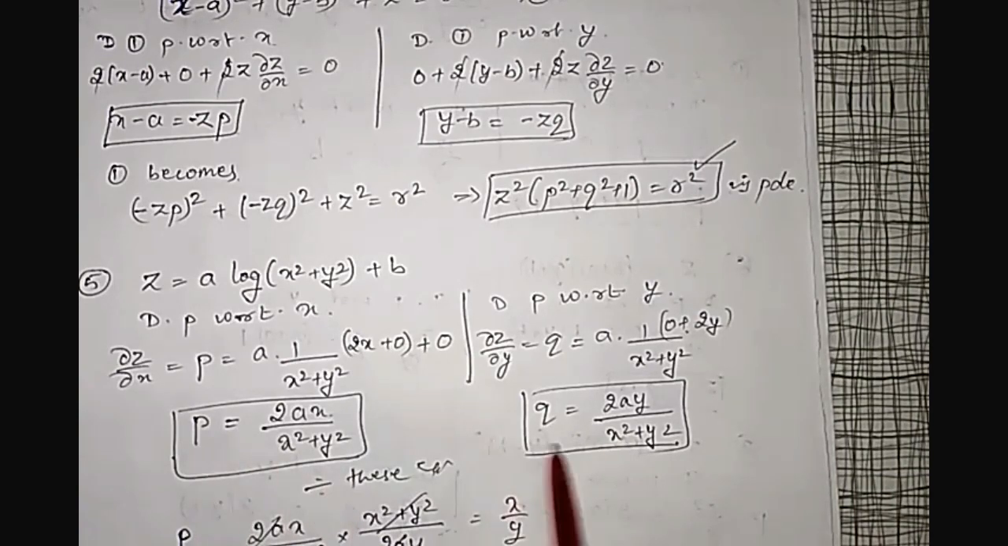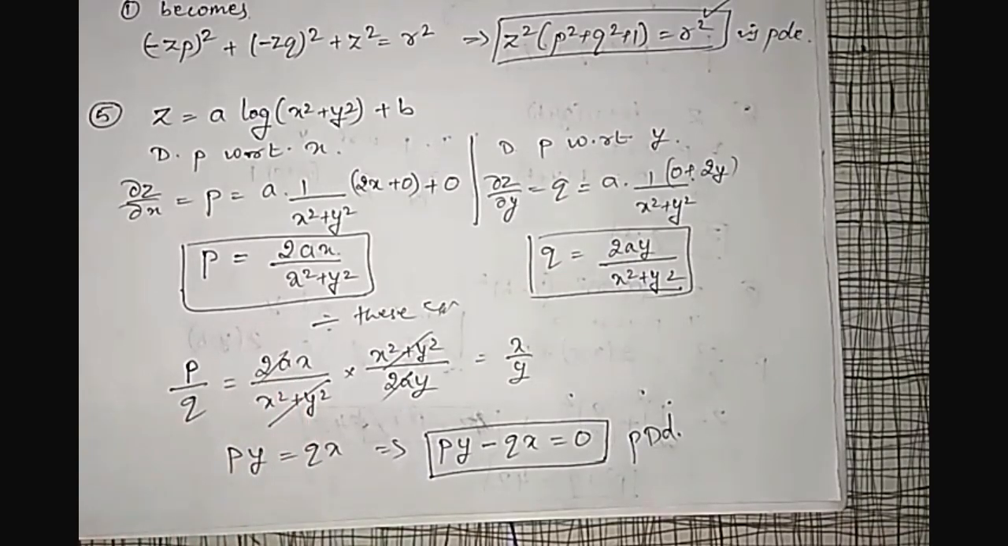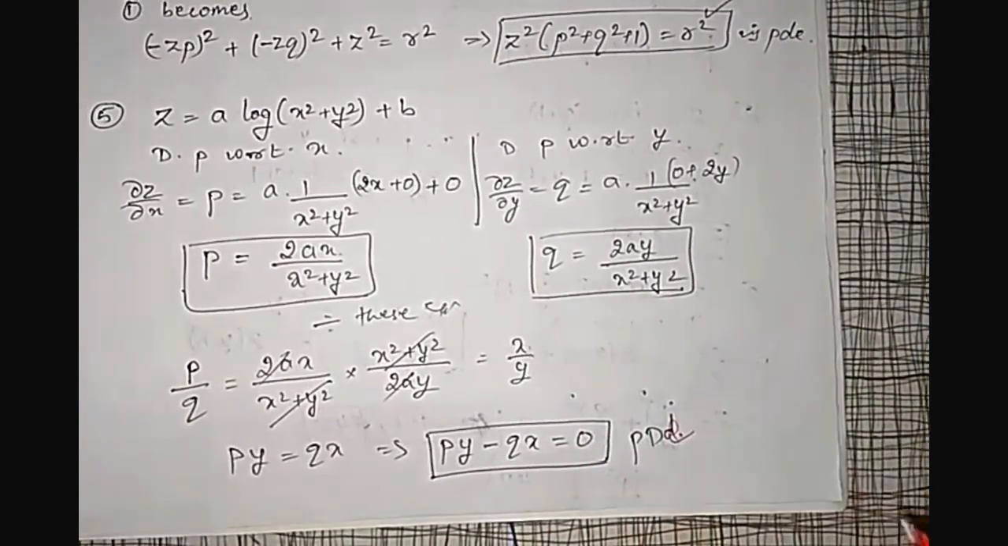In this simple way, to eliminate this a, we divide p by q. Then automatically our a will be eliminated. p divided by q: p is 2ax divided by x square plus y square, and q will be reciprocated, x square plus y square divided by 2ay. 2a cancels, x square plus y square also cancels. Therefore, p by q is equal to x by y. Cross multiplying, py equal to qx, that is py minus qx equal to 0 is our required PDE.